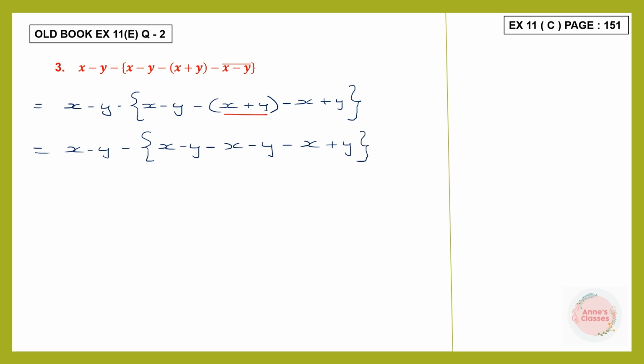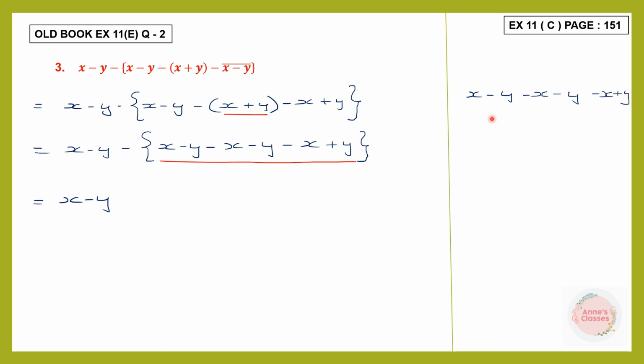Now we only have the curly bracket left. So we're going to simplify what is inside the curly bracket to remove it. Before that, whatever we have will remain as it is. So let's write x minus y first. So that will be x minus y. Now I'm going to take what is inside this and write it here. Okay, so let's write that: x minus y minus x minus y minus x plus y.